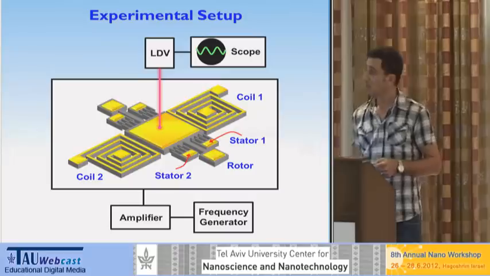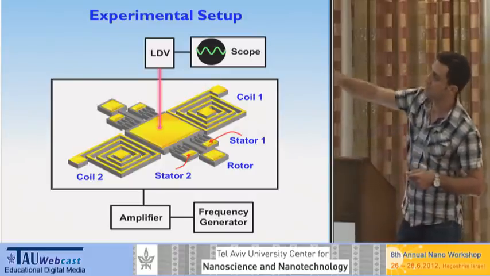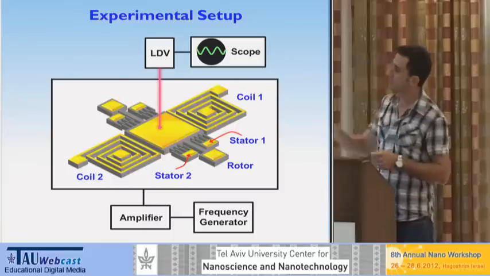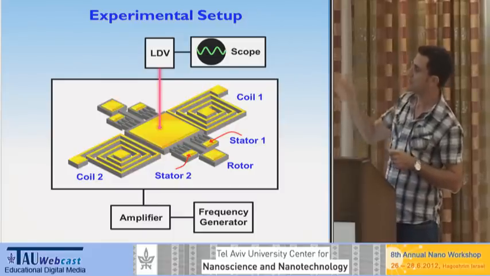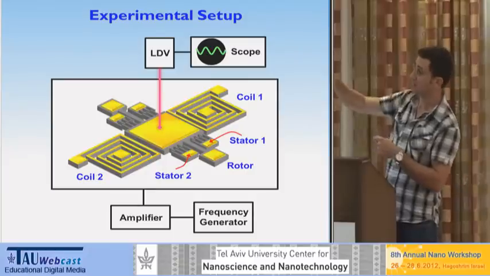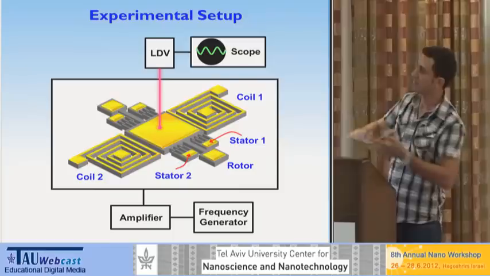So, what we do with these films is we integrate them into our MEMS devices, which this is a tilting plate. The tilting plate incorporates both an electrostatic comb drive as well as these coils, and the plate can be actuated by the comb drives or by the coils. What you don't see is that on the plate we have our magnetic thin film.